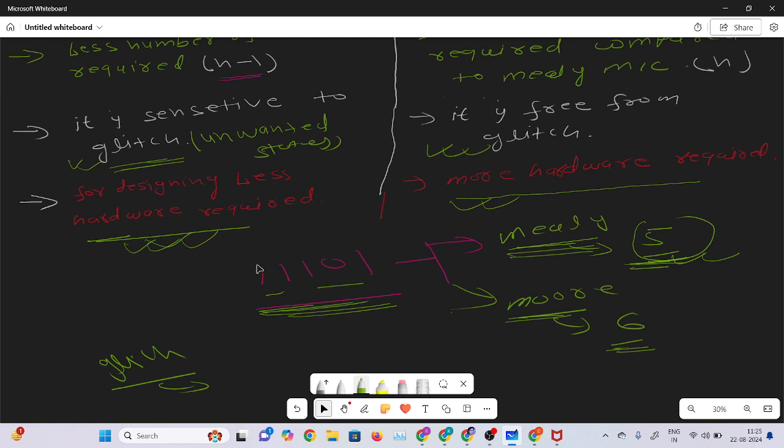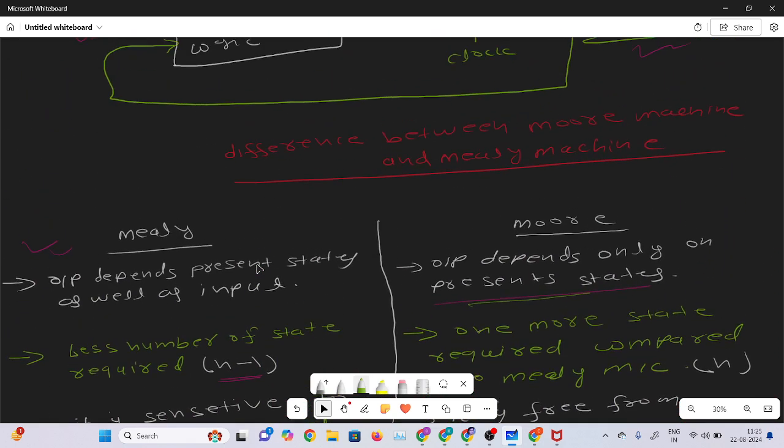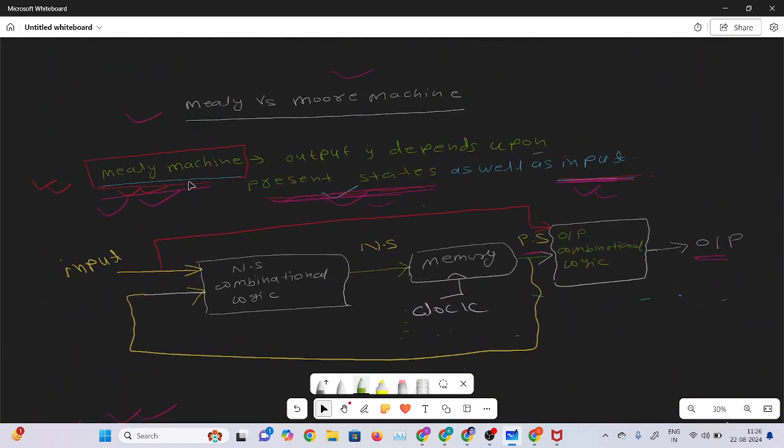Here I discussed the differences between the Mealy machine and the Moore machine. In the next part, I will detect a sequence with the help of Mealy and Moore, and in a separate video, I will discuss everything. So thank you everyone. This is a very interesting question: what are the differences between them? Thank you.